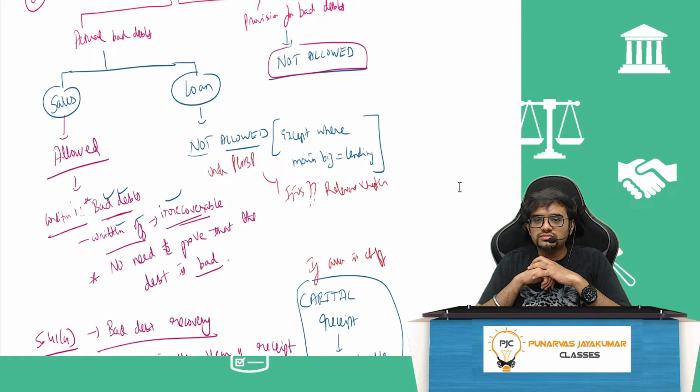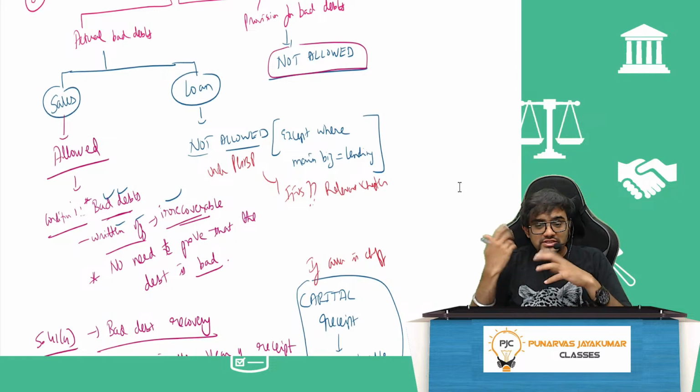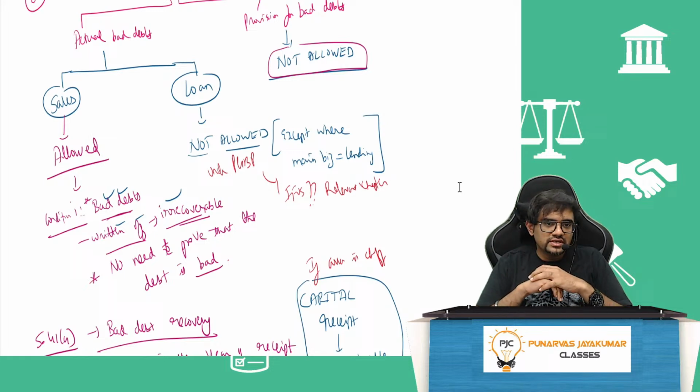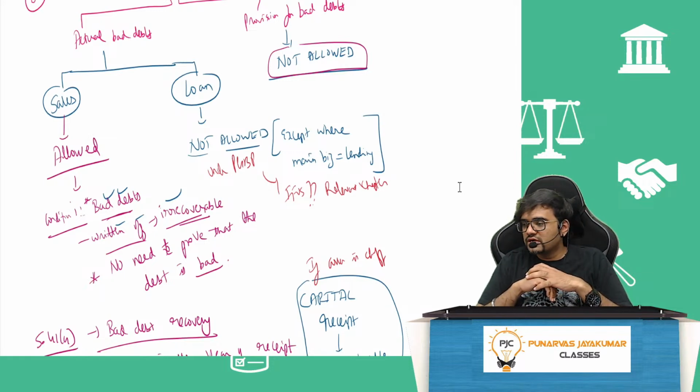I gave you a loan. You did not repay. Then, so a loan, if there is bad debts, it is not allowed because loan is never an expenditure. Loan given is an asset. And then eventually what happens? It becomes a liability. I have to write it off. So in that case, it is not at all allowed under PGBP.